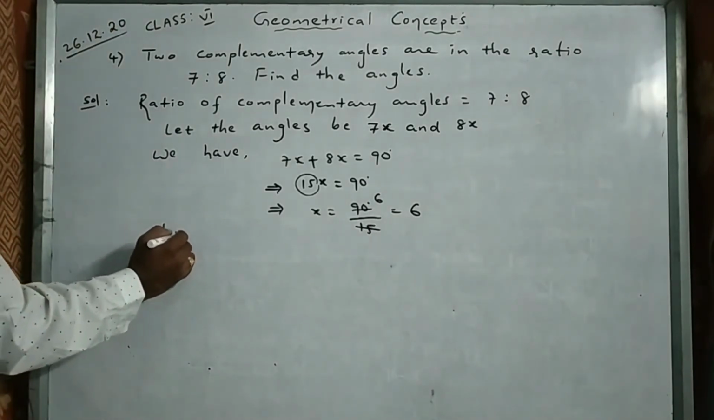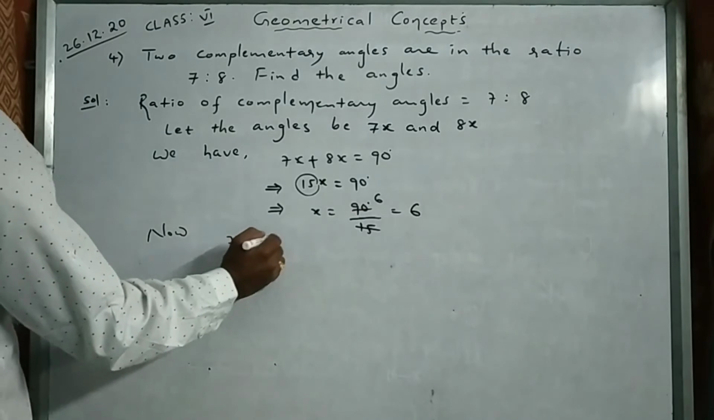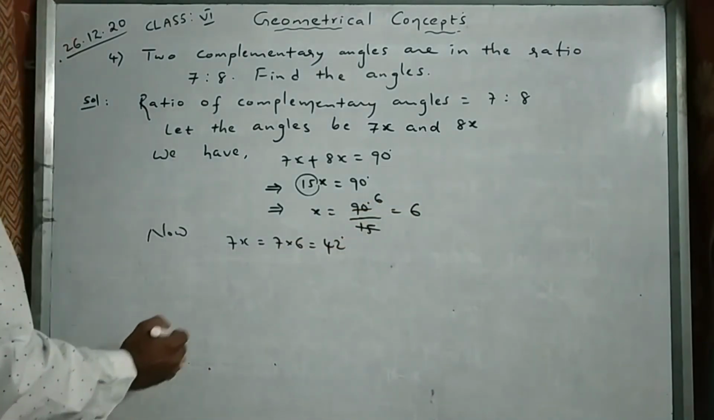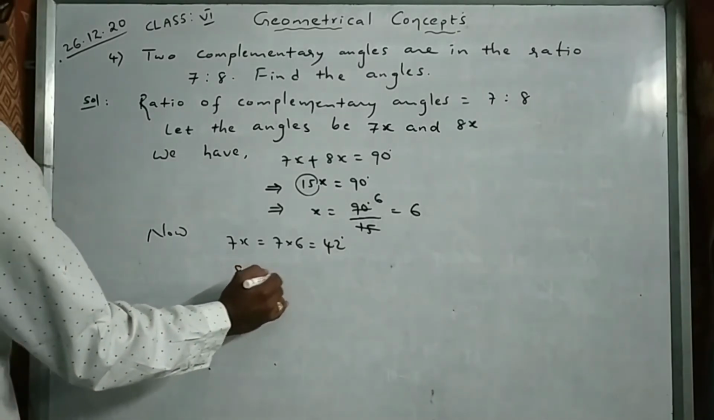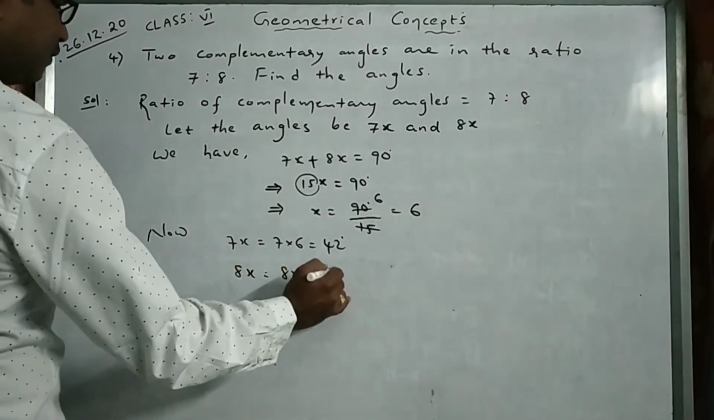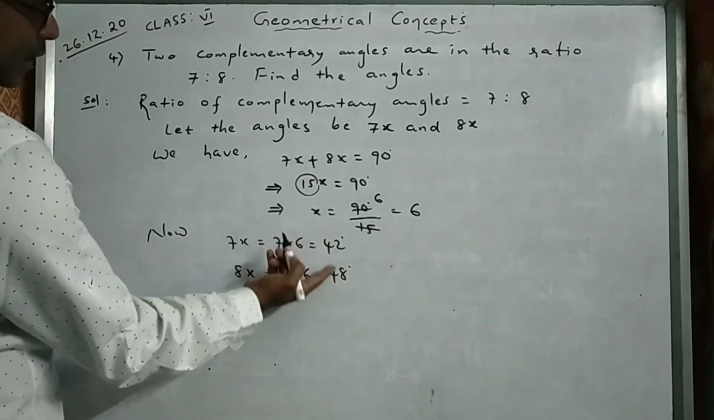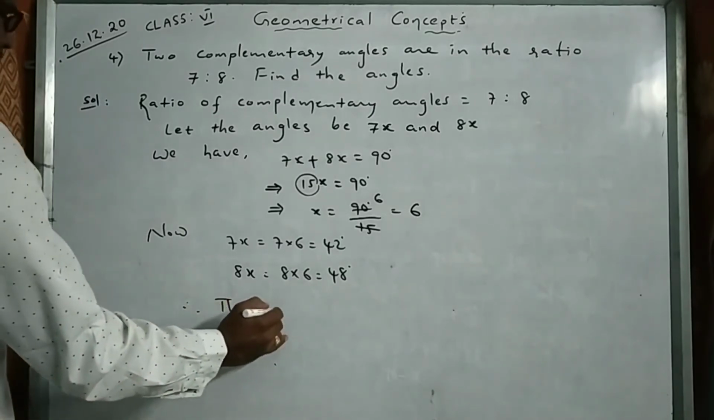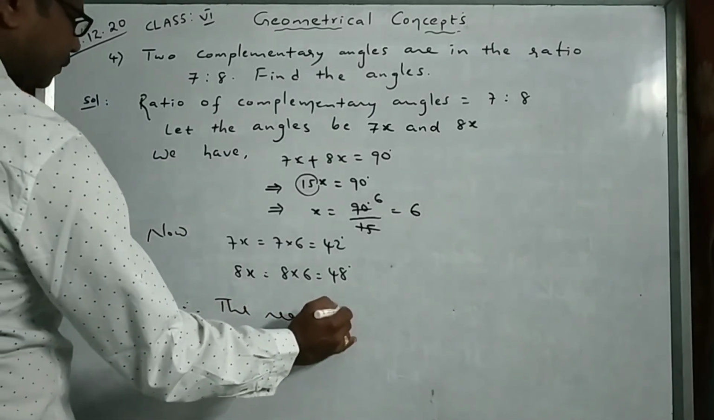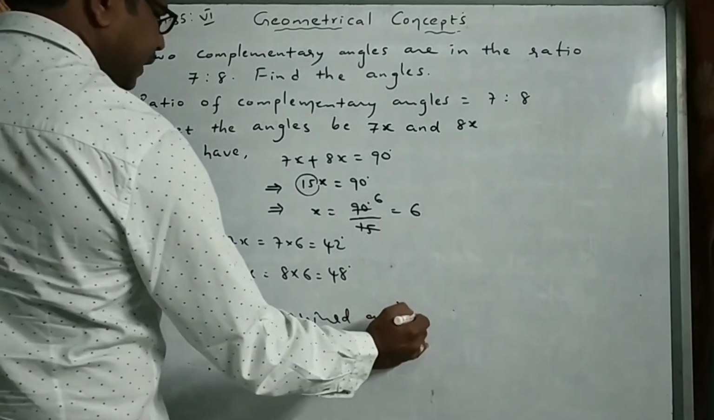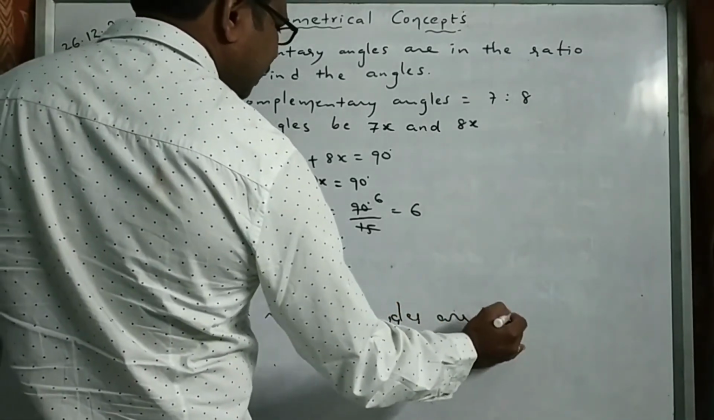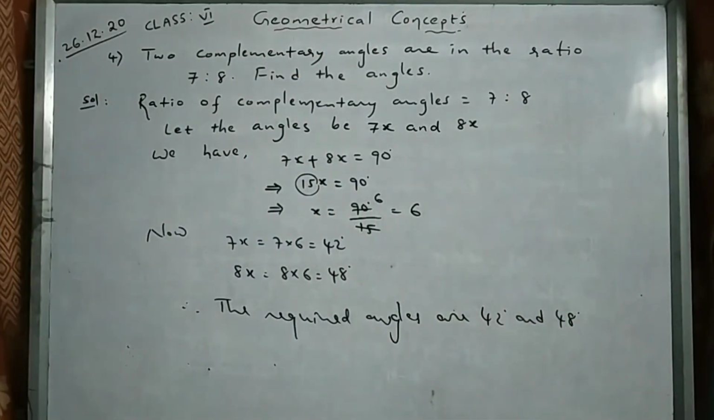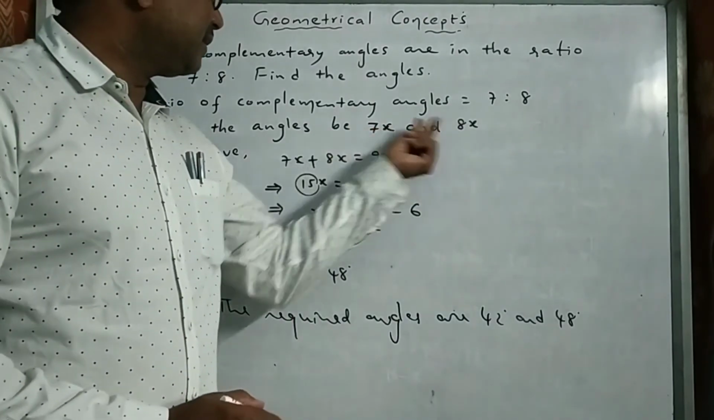6. Now I want to calculate 7x. 7 into the value of x, which is 6, is 42 degrees. And the second one is 8x. 8 into 6 is 48. See, 42 and 48 together how much? 90 degrees. Therefore, the required angles are 42 and 48.